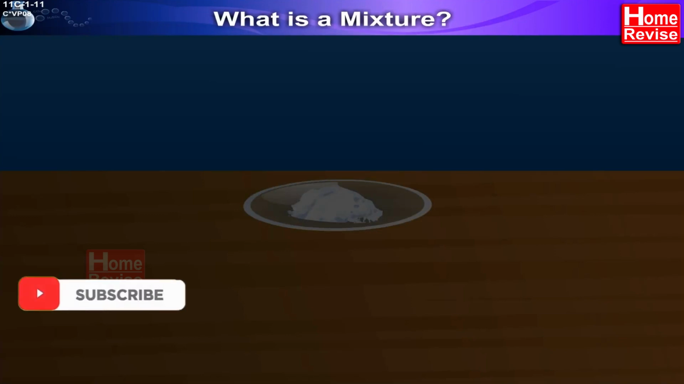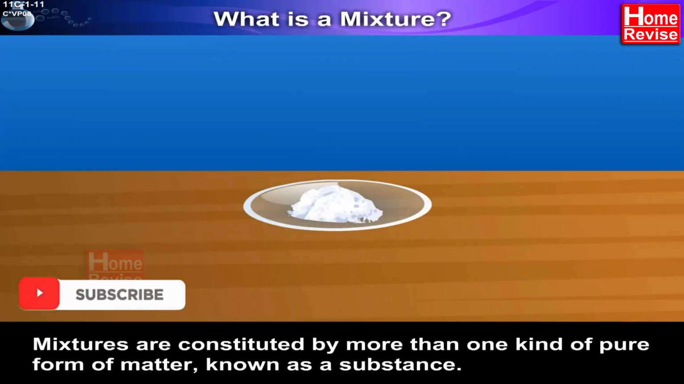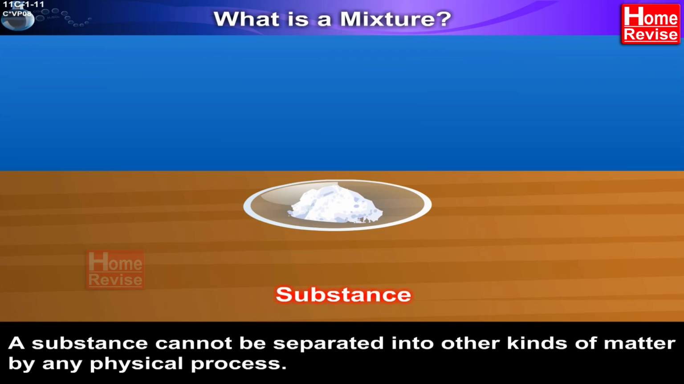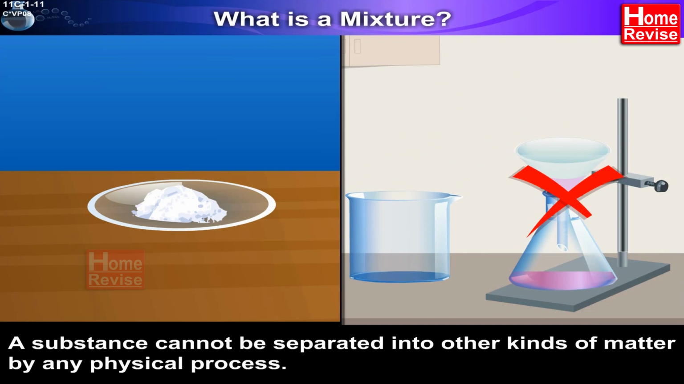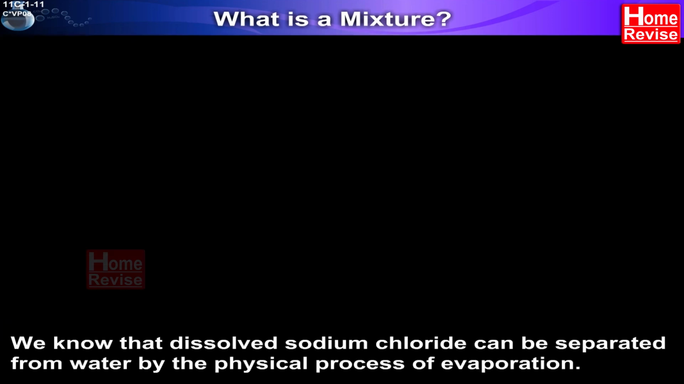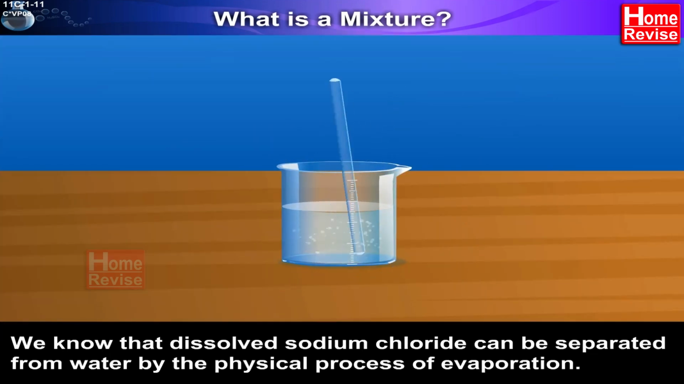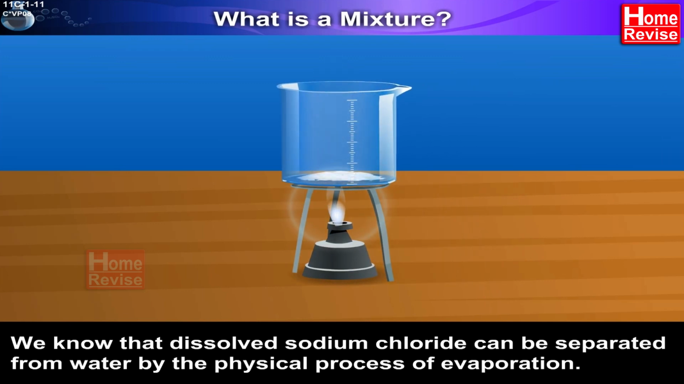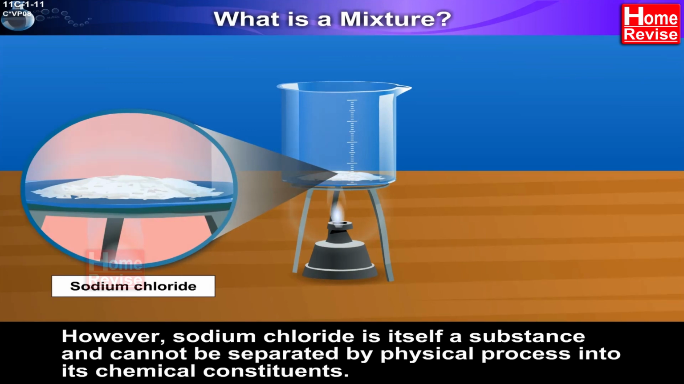What is a mixture? Mixtures are constituted by more than one kind of pure form of matter known as a substance. A substance cannot be separated into any other kinds of matter by any physical process. We know that dissolved sodium chloride can be separated from water by the physical process of evaporation. However, sodium chloride is itself a substance and cannot be separated by physical process into its chemical constituents.